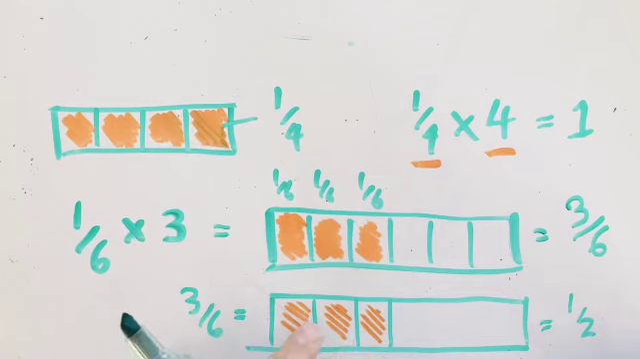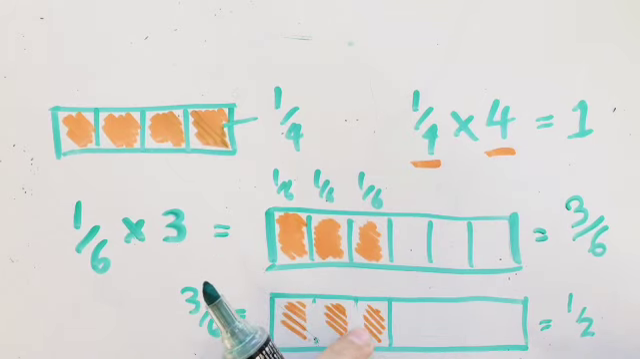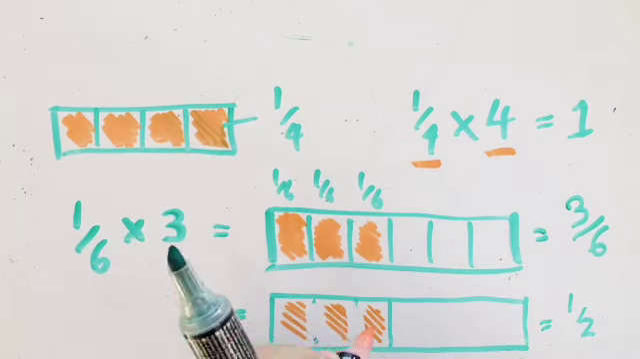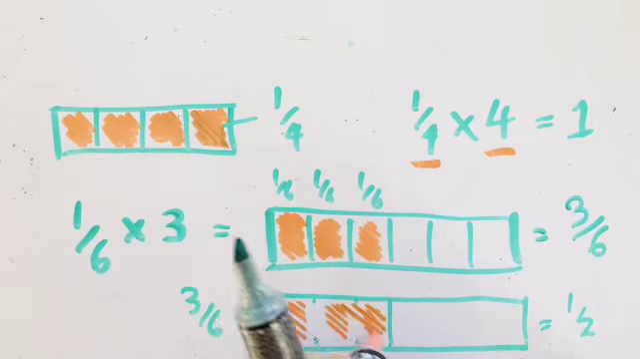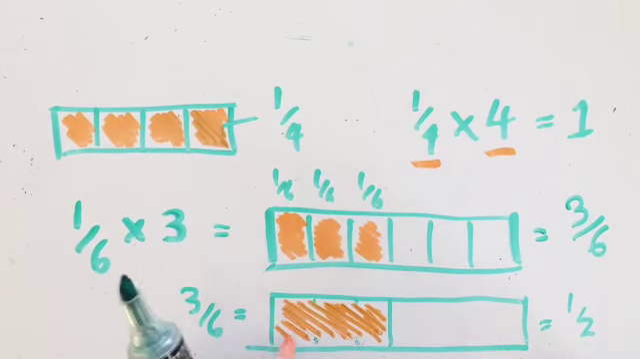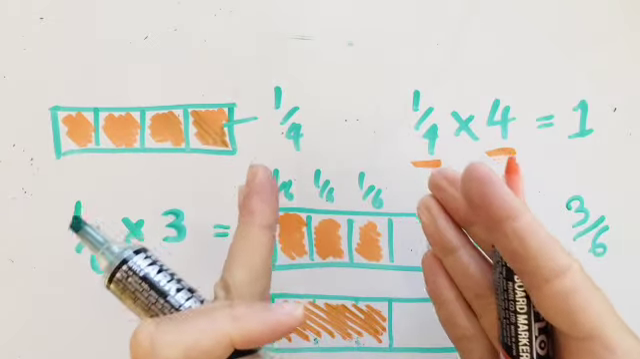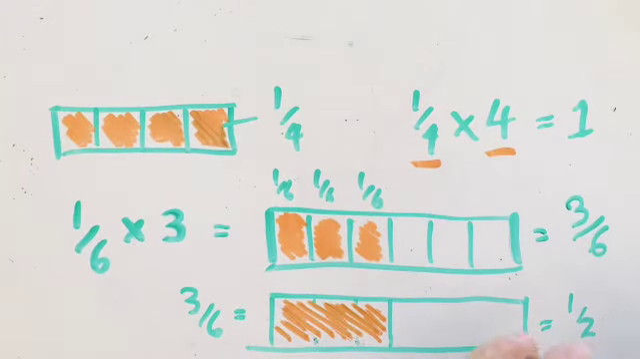Because if I take these lines away, I can see that I've actually shaded in a whole half. So 3/6 is the same as a half.